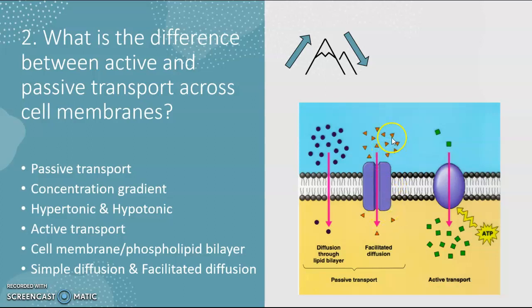It's still going from a high concentration to a low concentration, but since they're too big to pass through the cell membrane, they need a tunnel to go through. An example would be glucose, because it's a large molecule that needs a transport protein to get past the membrane.